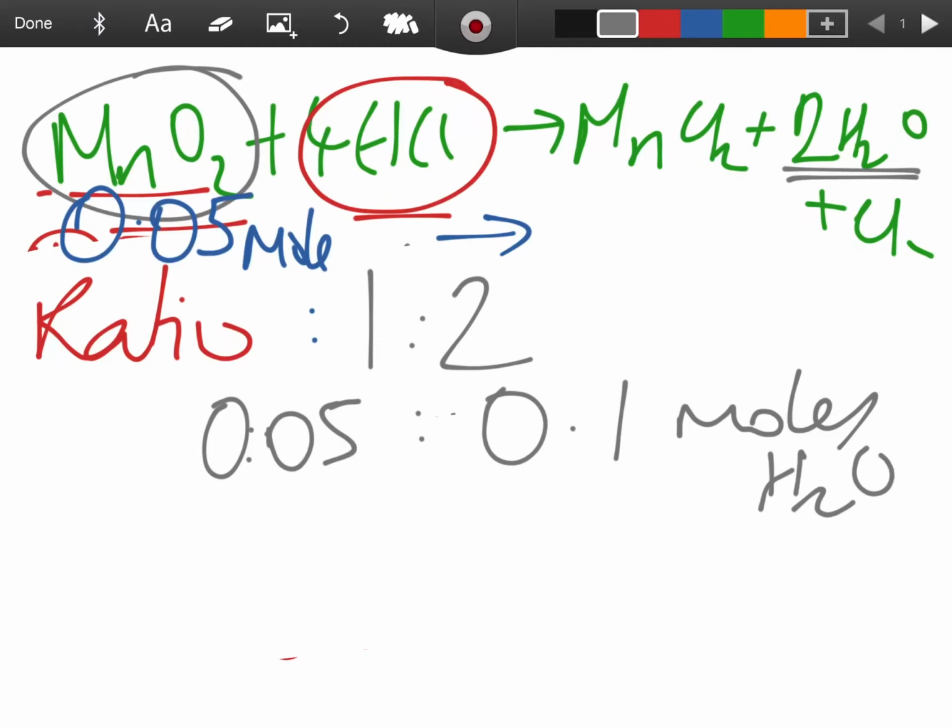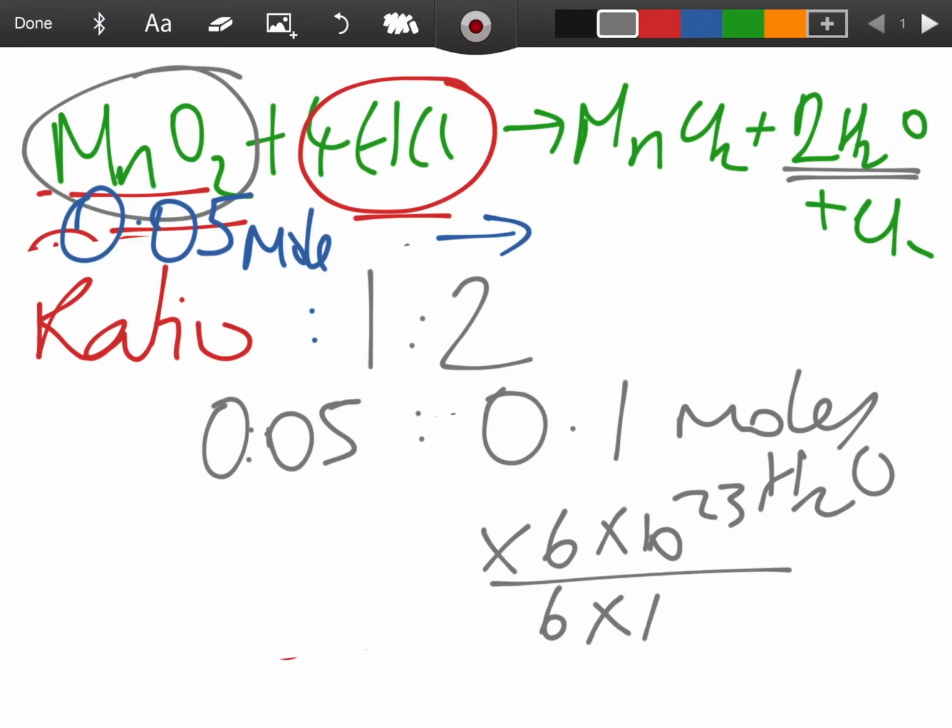So if you have 0.05 moles of the manganese dioxide, then you're going to have 0.1 moles of water. But go back and read your question. You asked for number of molecules. So you'll have to multiply that by 6 by 10 to the 23. So when you do that, you get 6 by 10 to the 22 molecules of water.